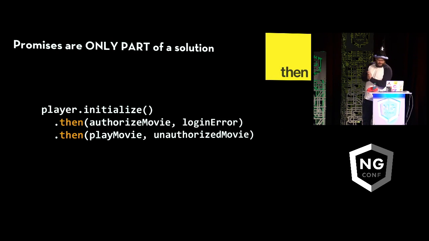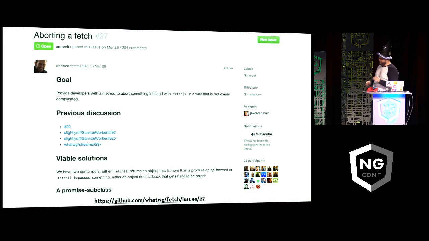So promises are great, but they're only part of a solution in the fact that I can now linearize that callback hell that I had before. So I can initialize the player, then authorize the movie and handle the login error if there is one, and then I can play the movie or else it's unauthorized. But that's a great part of why promises are now very useful, is the fact that we now have a single value to represent single async values. But there are problems with that.